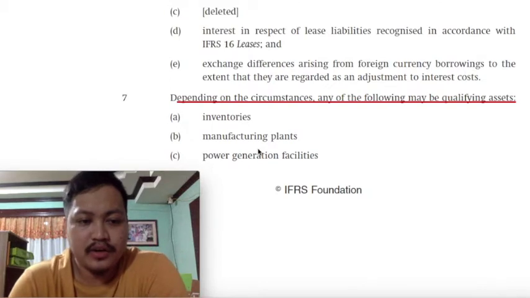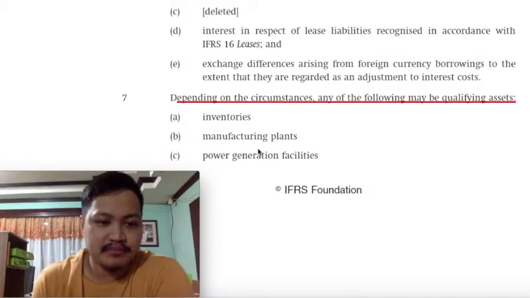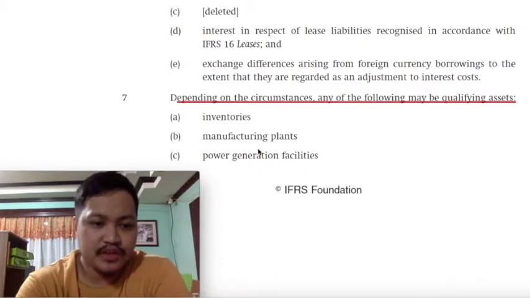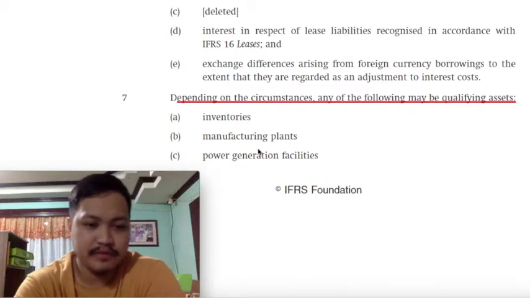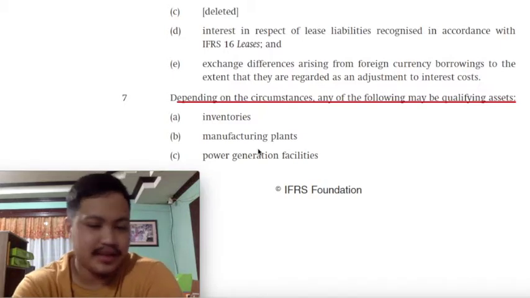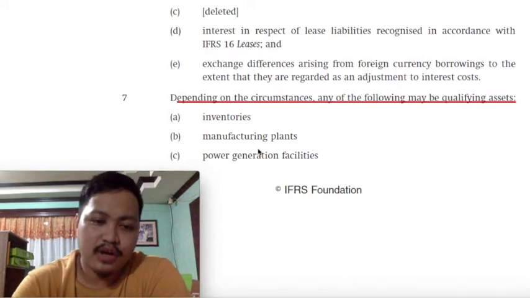Now, PAS 23 also gives you an enumeration, class, as to what items may be a qualifying asset. But again, this is not an exclusive list. As long as it meets the definition, that it necessarily takes a substantial amount of time before it reaches its intended use or eventual sale, then it can be considered as a qualifying asset. Now, a common question here, class, would be which of the following should not be considered as a qualifying asset?